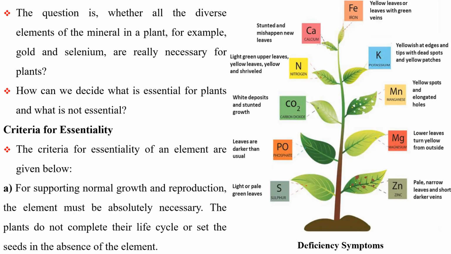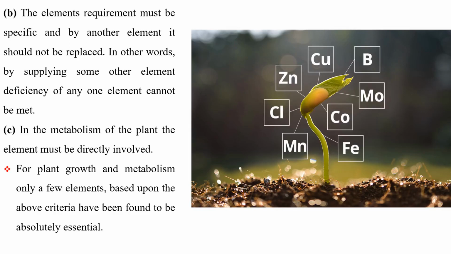A. For supporting normal growth and reproduction, the element must be absolutely necessary. The plants do not complete their life cycle or set the seeds in the absence of the element. B. The element's requirements must be specific and it should not be replaced by another element. In other words, by supplying some other element, deficiency of any one element cannot be met.